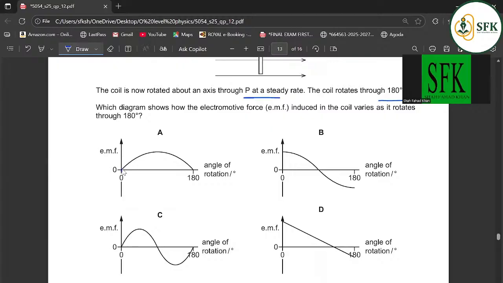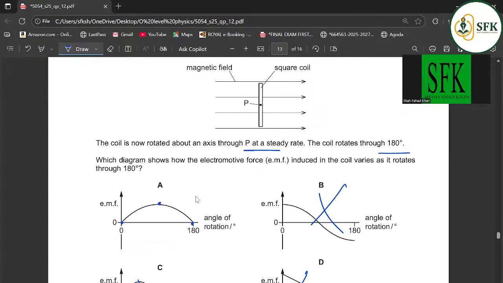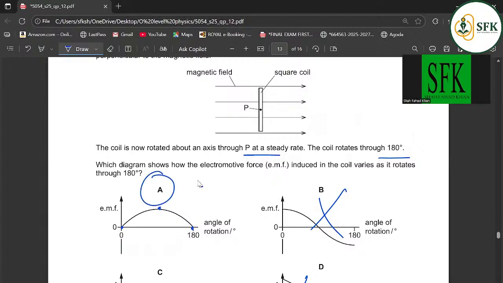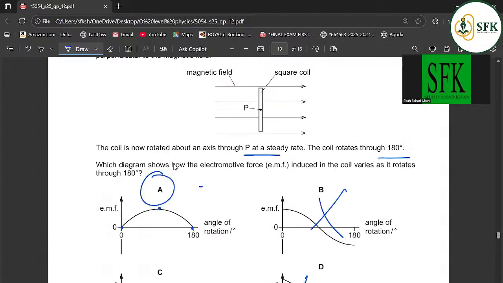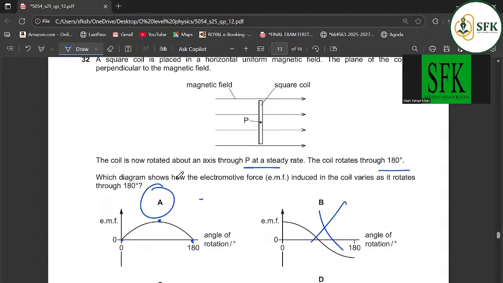So initially, it's going to start off from zero, not from non-zero values. Now, it's going to increase and reach a maximum, and then it's going to return back to zero once 180 is completed, because at 180 it stopped again, right? It's no longer moving. And remember, as long as it is moving, only then is the EMF induced. Once it stops moving, it doesn't induce EMF anymore. Option A is correct.